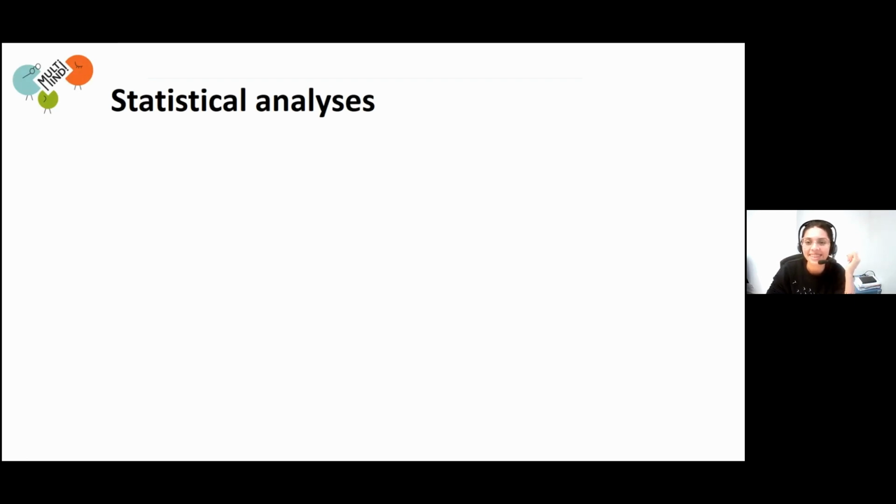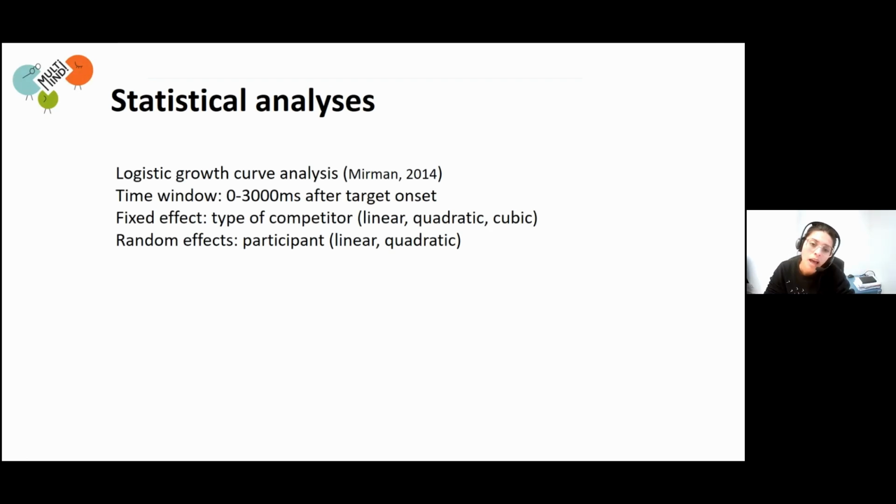Okay, for the statistical analysis, we carried out a logistic growth curve analysis for the time window during the post-naming phase, that is, the 3 seconds after target onset. The dependent variable was the proportion of fixations to the competitors. As fixed effects, we included the type of competitor at the linear, quadratic, and cubic temporal terms, and as random effects, we included the participant at the linear and quadratic temporal terms.